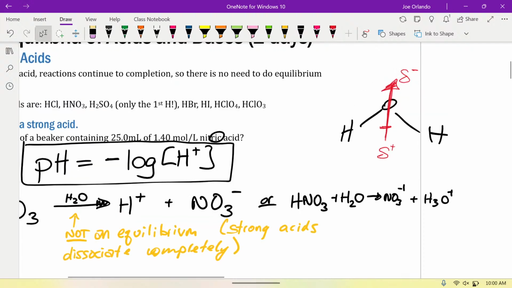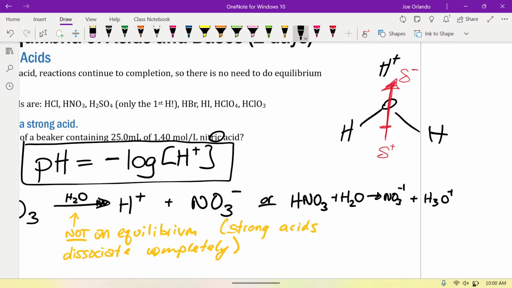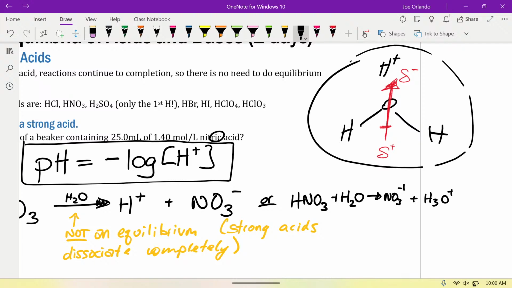Good. So you'll see sometimes these used interchangeably. You'll see hydrogen written as H+. That's fine. You'll also see it written as H3O+. Those are actually the same thing. It's just the reality is that when an H+ gets released, it finds itself a water and it hangs out with it. Does that make sense? So you can use those interchangeably.